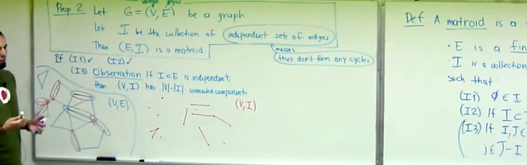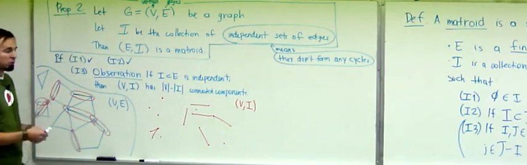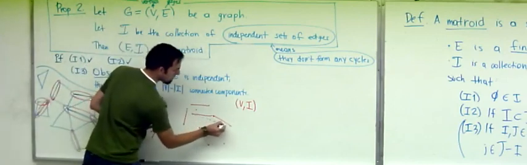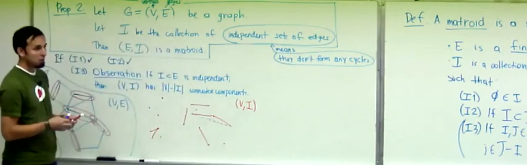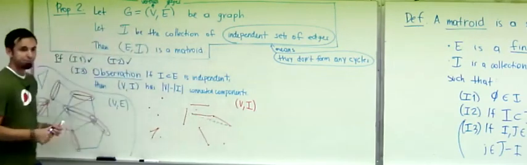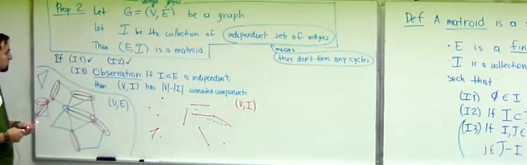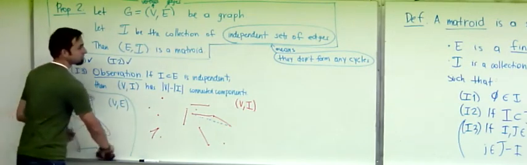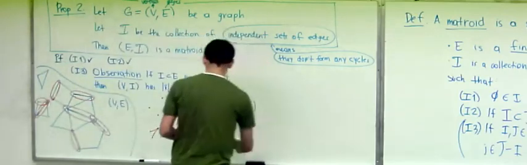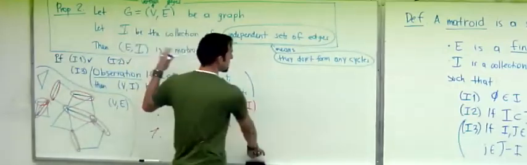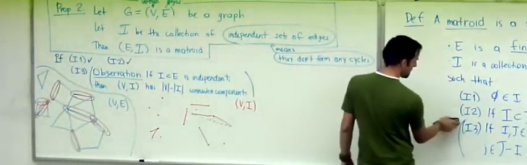How could I not gain a connected component? For example, by adding this edge right here. If I were to add this edge, I wouldn't lose a connected component. But I can't add that edge because I would form a cycle. And that's basically the proof that V comma I has V minus I connected components. So this is the observation I'm going to use to prove this axiom, I3.